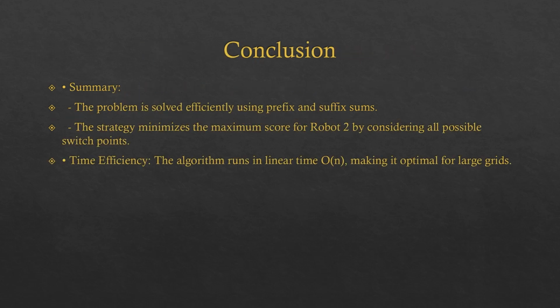In conclusion, the Grid Game problem can be efficiently solved using prefix and suffix sums. The approach minimizes the maximum score that robot 2 can collect by simulating all possible switch points for robot 1. The solution is optimal for large grids with a linear time complexity.